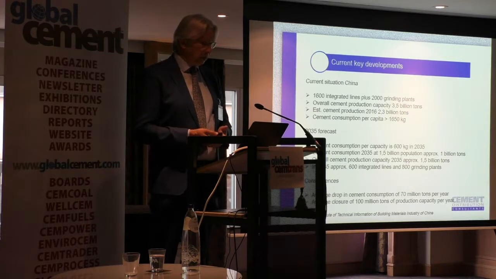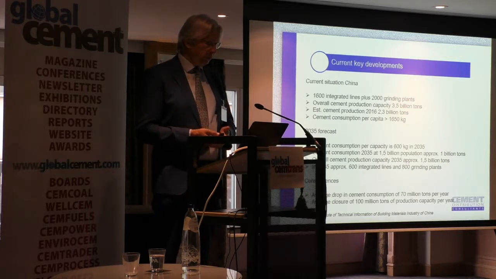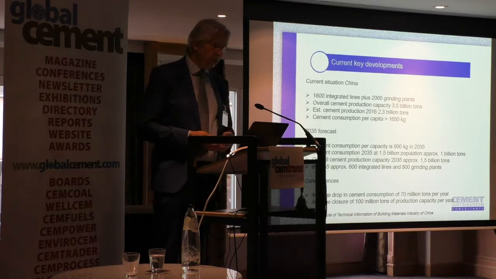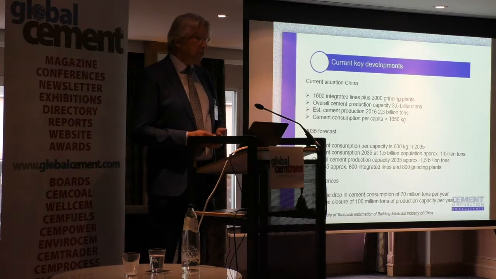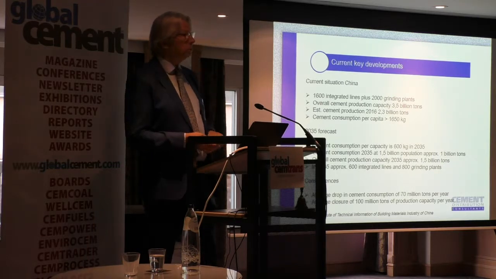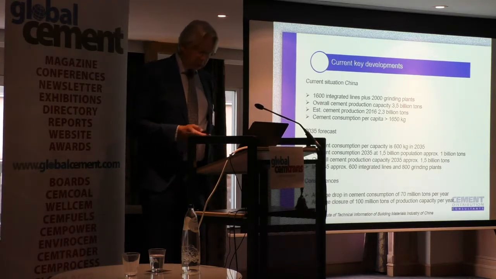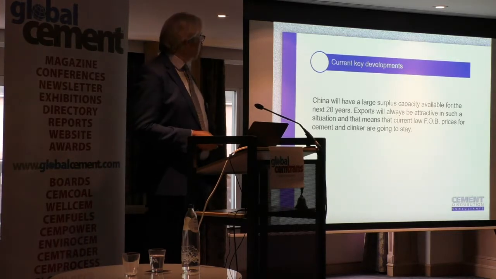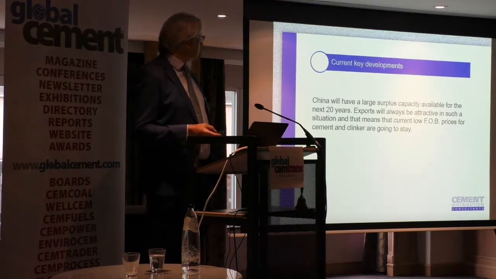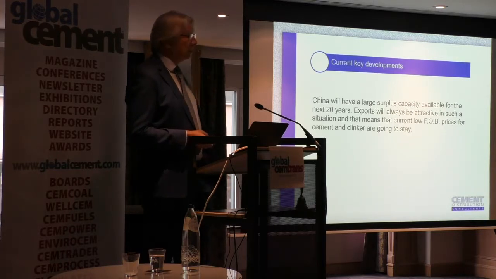And that will mean that there have to be about 600 integrated lines in use in 2035 and 800 grinding plants. And that means that you will have in the coming years in China an average drop in cement consumption of about 70 million ton per year, and an average closure of 100 million tons of production capacity per year. It will mean that China has a constant large surplus capacity, and in such situations exports will always be attractive.